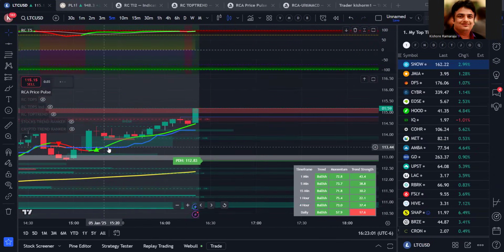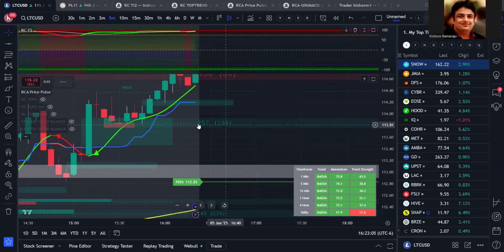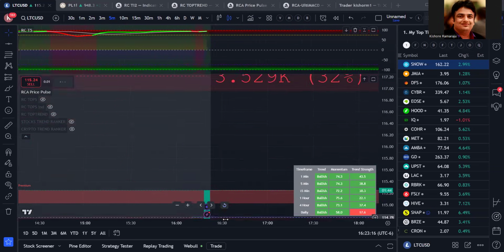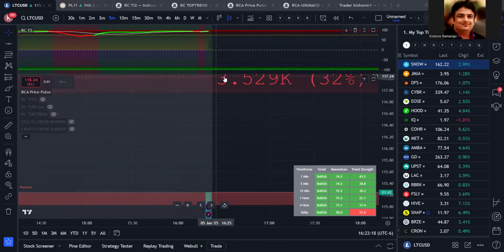Right, your price pulse is blue, your T5 is green. That means it is very bullish. Until they both become red, you don't short them. Right? Don't think that oh there is 956, let me short. There might be more buyers than 956, it may go up. So here we have a high liquidity. So it may go all the way till here before dropping.